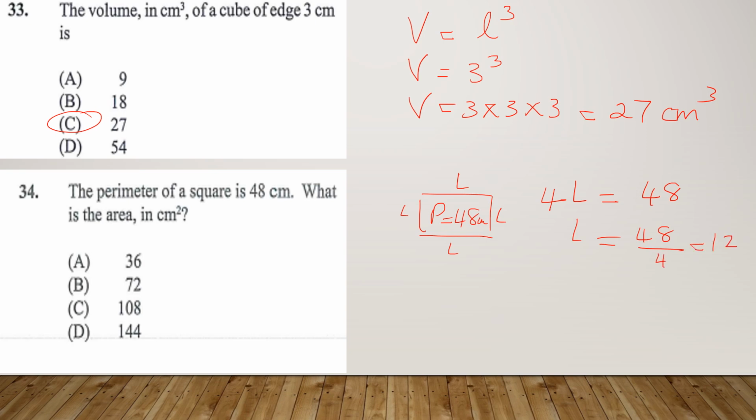So that means that here, we just get the eraser, each side is 12, 12, 12, and 12. So the area is a square, so it's L squared. So it is 12 times 12, which is 144 centimeters squared. The answer is D.